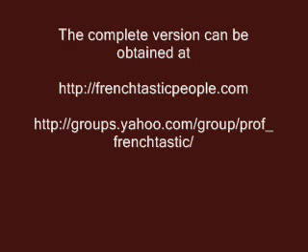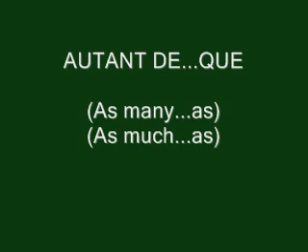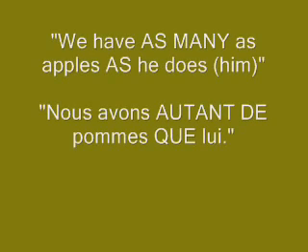Okay, so let's move to the comparisons of equality made with nouns. Here, the expression to use is autant de que, which means as many as or as much as. For example, we have as many apples as him. In French it will be nous avons autant de pommes que lui. Here pomme, apple, is the item you wish to stress. The comparison is made around pomme. So remember, autant de que.